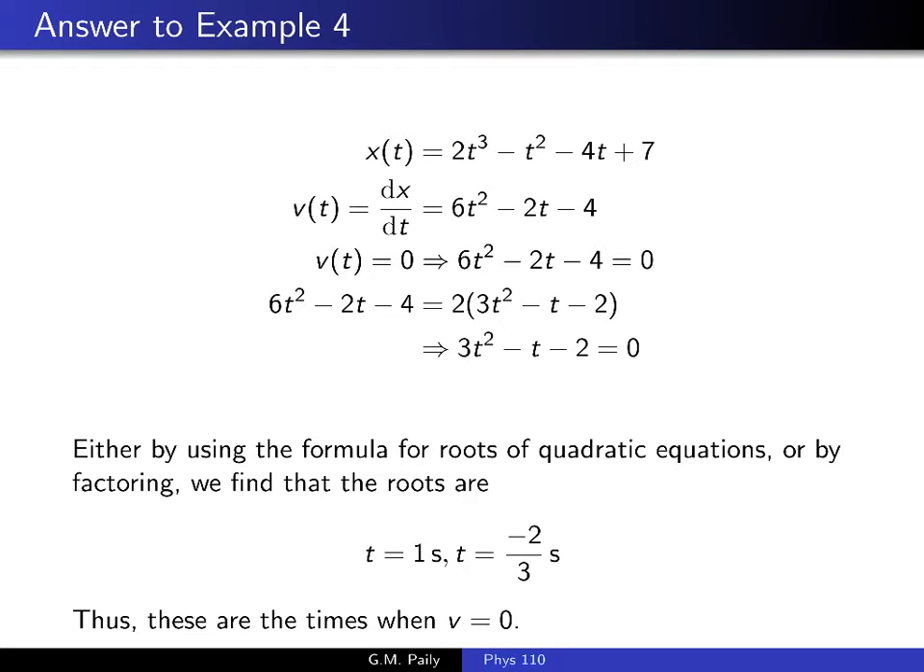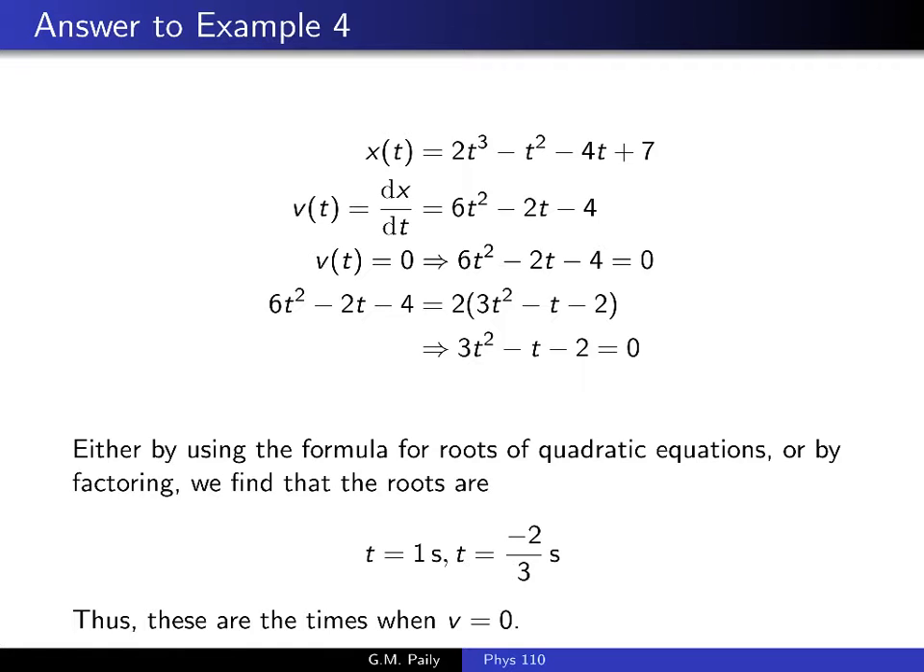Taking the derivative of 2t cubed gives us 6t squared. Taking the derivative of t squared gives us 2t. Taking the derivative of 4t gives us 4. And taking the derivative of 7 gives us 0. And of course, we keep the appropriate signs.